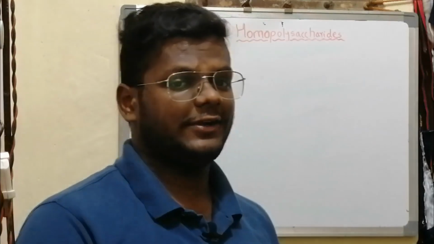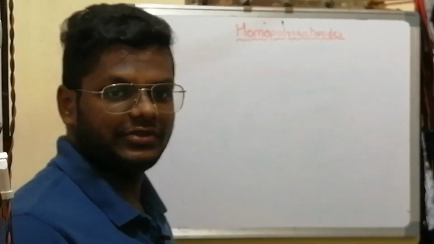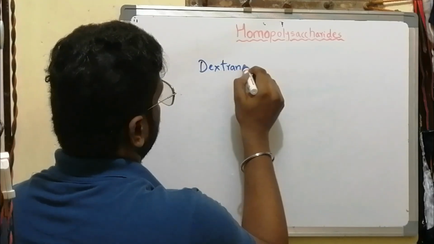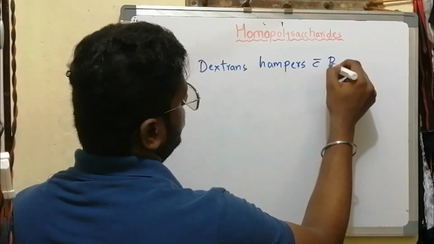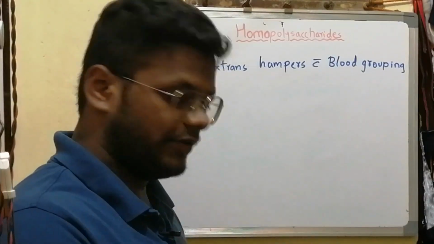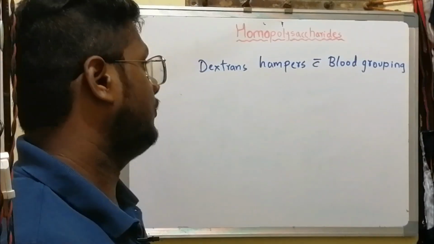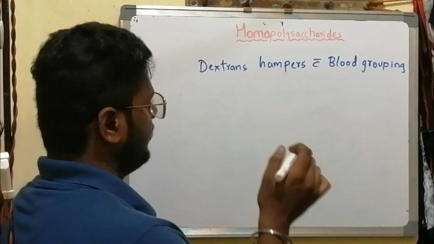Now, there is one disadvantage of using dextrans, which is that if we take a blood sample after using dextrans, it hampers blood grouping. So, if we are taking the blood sample of the patient after infusing with dextrans, we might get a false blood group. This is because in presence of dextrans, there is rouleaux formation.